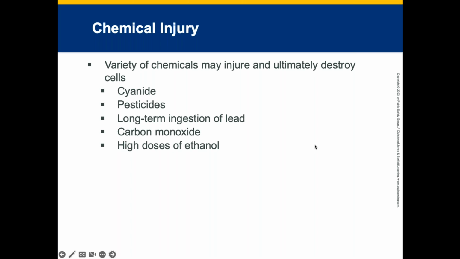So cyanide causes cell hypoxia, and pesticides prevent proper transmission of nerve impulses by blocking the enzyme called acetylcholinesterase, so ACh. Long-term ingestion of lead also leads to brain injury and neurologic dysfunction. Carbon monoxide prevents adequate oxygenation of the tissue, and higher doses of ethanol produce severe CNS depression and hypoventilation.